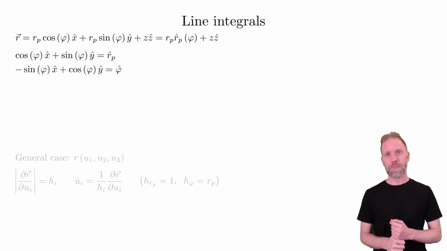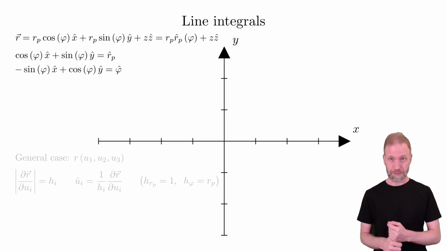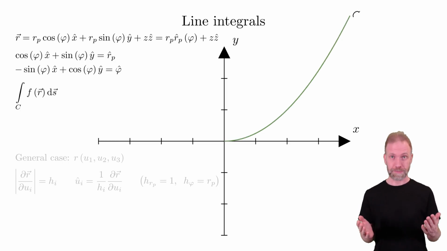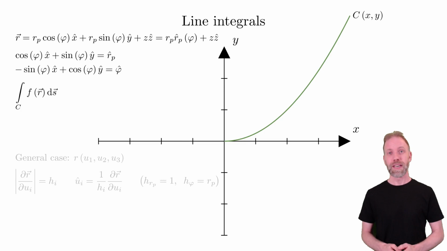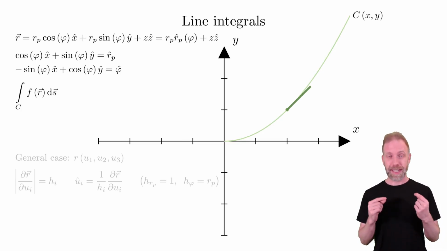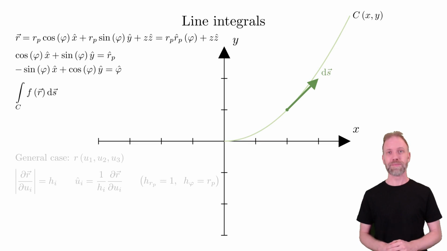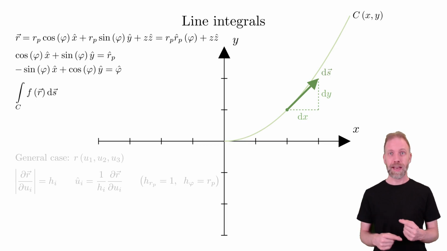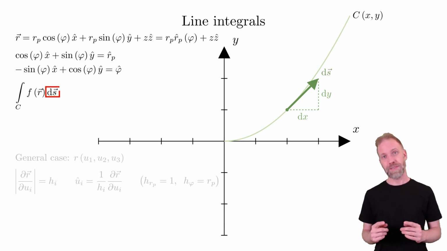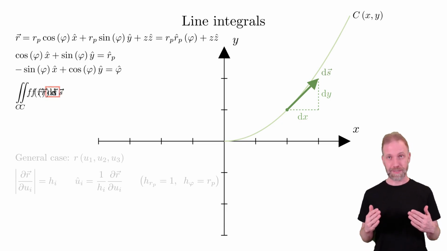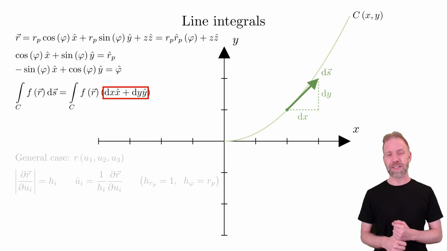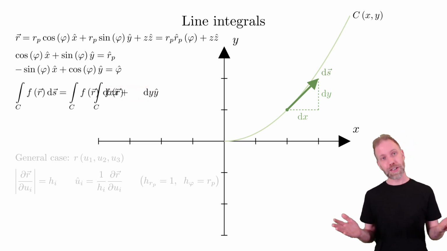Let's do a quick recap of line integrals in Cartesian coordinates first. Assume that we want to integrate the function f of r over a curve C. The line element ds will have the same direction as the curve C. In Cartesian coordinates, we would describe the line element by dx in the x direction and dy in the y direction. Hence, we can write ds as dx x hat plus dy y hat. We can separate the integrals as one integral in the x direction and one in the y direction.